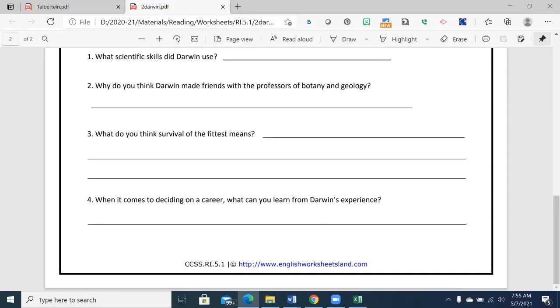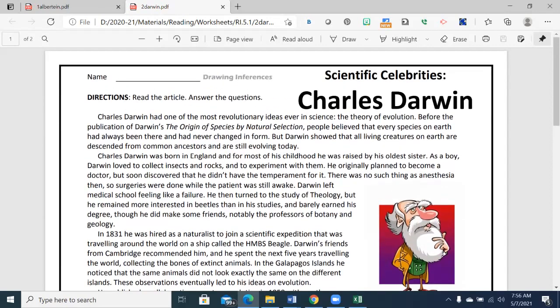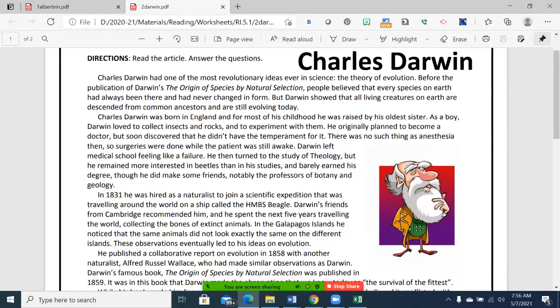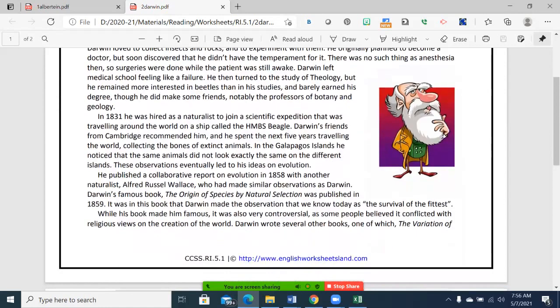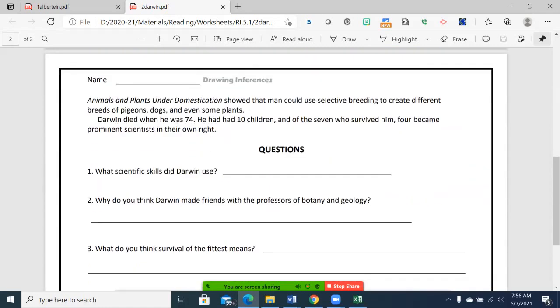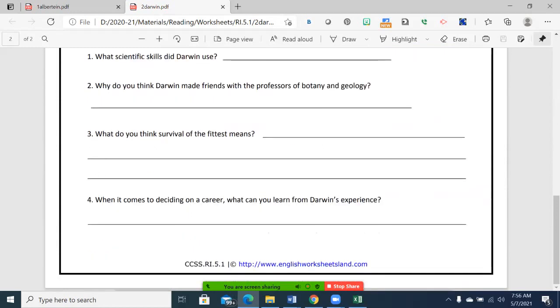All right. And number 4, when it comes to deciding on a career, what can you learn from Darwin's experience? Well, this is going to be another opinion, and we know from career that he went into one occupation, it wasn't for him, tried another, still wasn't for him, went to a third, became world famous, where we still know his name today. What lesson is that? So you put a lesson that you think it means, and then make sure your name's on it and turn it in the bin.